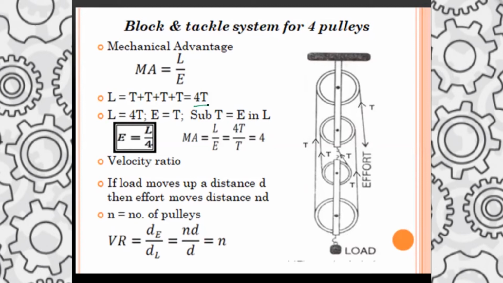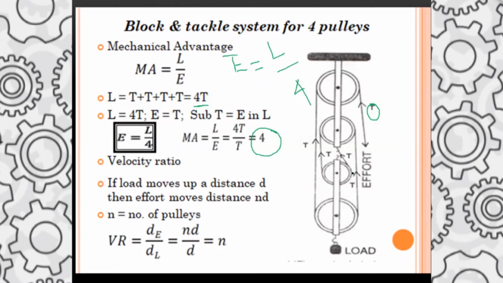The load is 4T, because you have 4 pulleys involved. Effort is always only T. So you have the value of load and the value for effort, T is equal to L by 4, that is, E is equal to L by 4. Now substitute it. L is equal to L and E is equal to L by 4. When you substitute it, your mechanical advantage is 4. That's nothing but the number of pulleys involved. If your mechanical advantage is 4, your velocity ratio will also be 4.